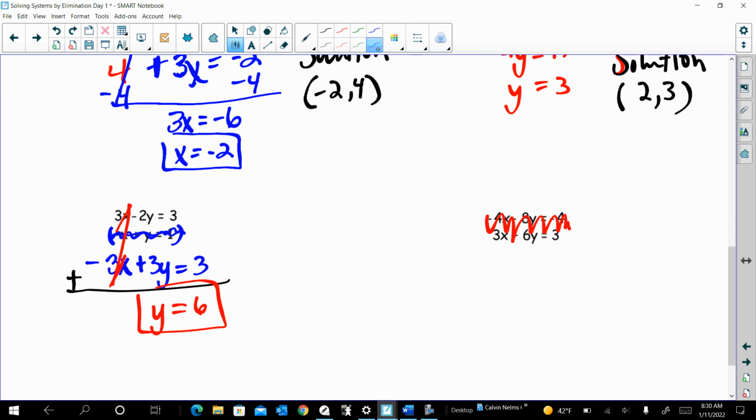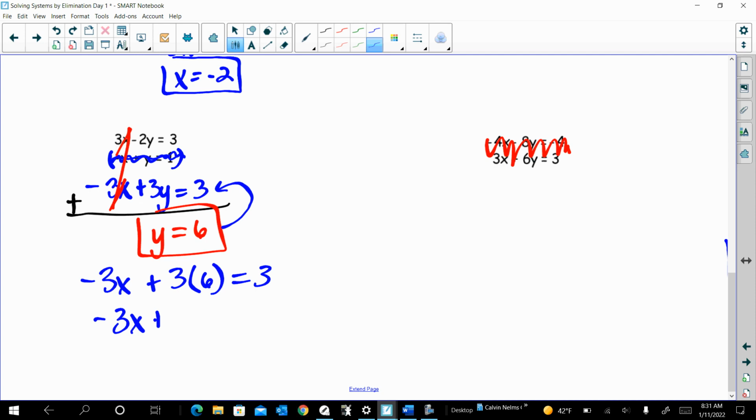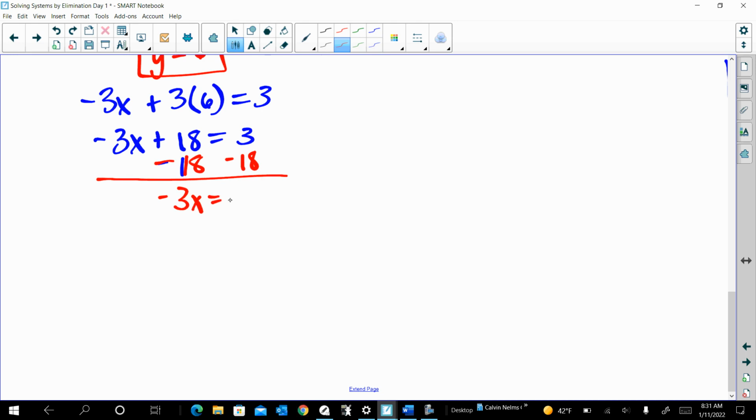All right, so when we plug back in, you're gonna do the top or bottom? All right, bottom. So negative 3x plus 3 parentheses 6 equals 3. So that is really a negative 3x plus 18 equals 3. Subtract your 18. That leaves you with a negative 3x equals negative 15. So x equals positive 5. So our solution is 5, 6.